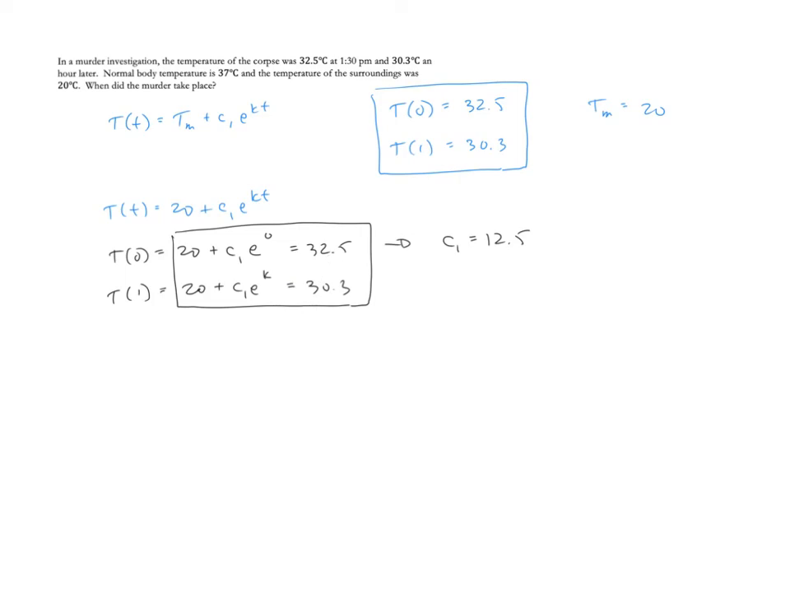12.5. For the second one here, if I solve it for C sub 1, it's not going to come out quite as nice, but it's still not too bad. That's going to be 10.3 divided by e to the k. So what I did is I subtracted the 20, and then I divided by the e to the k. When I take these now and set them equal to one another, I'm going to get my 12.5 set equal to 10.3 over e to the k.